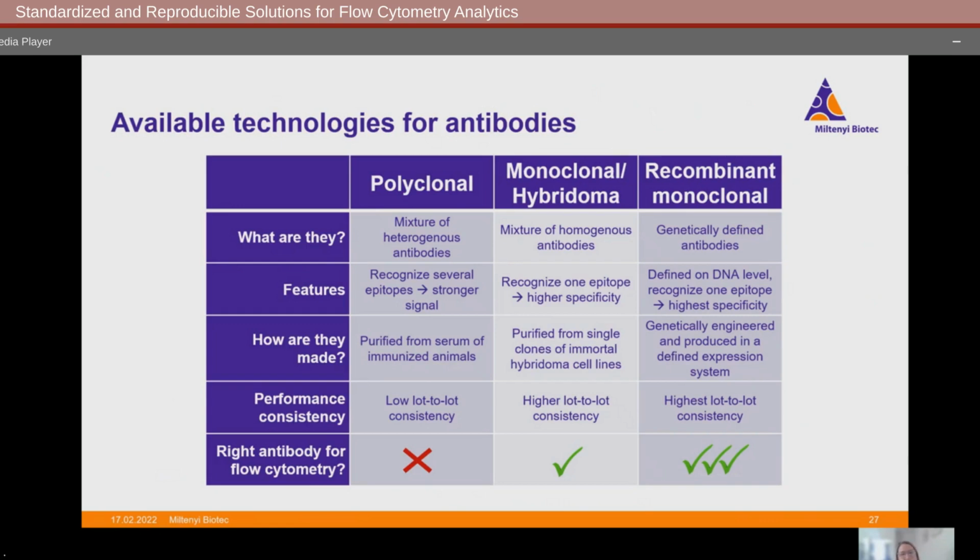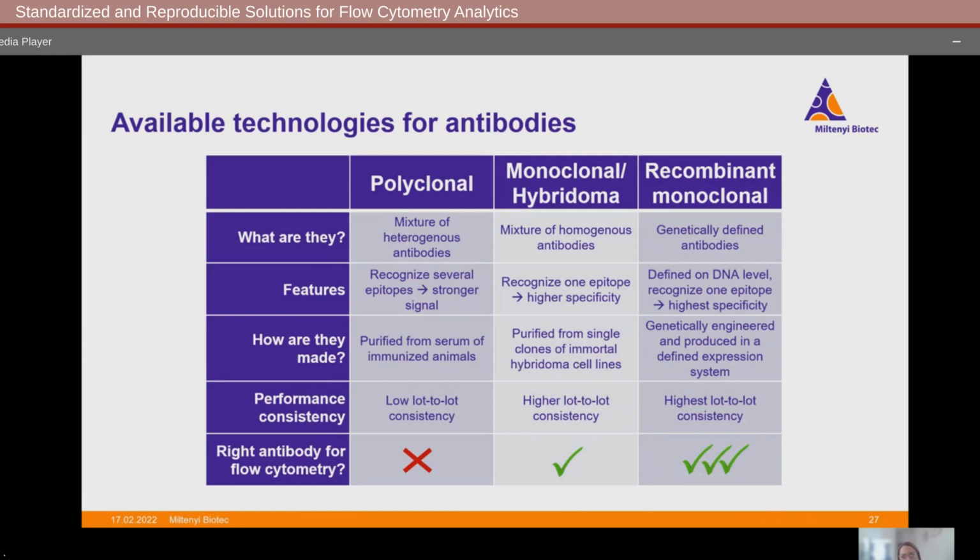Before we get into recombinant antibodies, it's important to understand that there are currently 3 major groups of antibodies that are used in flow. This chart highlights a general high-level overview of those different ways of manufacturing antibodies. Polyclonal antibodies are a mixture of heterogeneous antibodies. They often recognize several different epitopes, and you may see a stronger signal. They're made from purifying the serum of immunized animals, but the issue is that there's very low lot-to-lot consistency, so for that reason, it's really not the right antibody for flow at all.